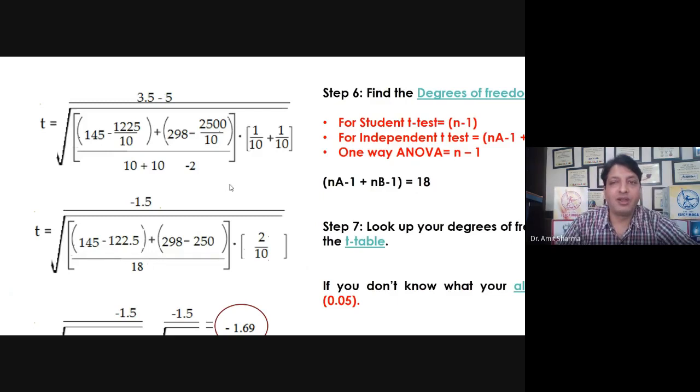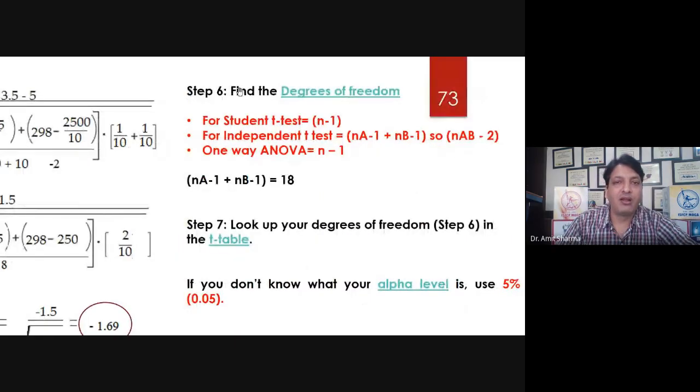So how to do it? You can see here that 4 steps we have already done. So this is step number 6: find the degree of freedom. So how to find it? For the student t-test, these are the rules which I have written in red color. For the student t-test, we are using n minus 1, and that is the degree of freedom formula for all the parametric tests.